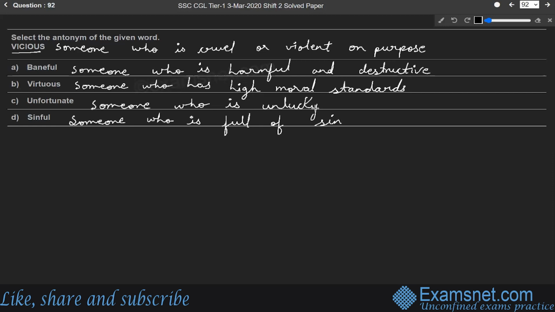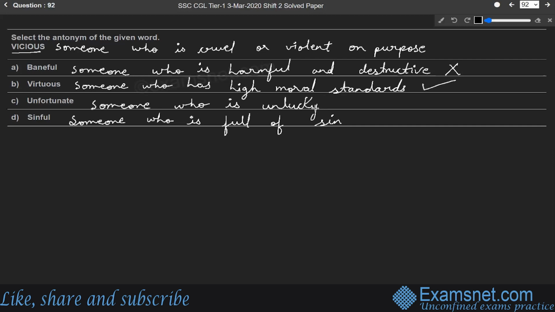So now we have the meaning of all the given words here. We have to find the opposite word to vicious. Again, vicious means someone who is cruel or violent on purpose. So the first option, baneful here, means someone who is harmful and destructive. See, the meaning is same here, so it is not correct because we have to find the word that has opposite meaning. Okay. Then second word is virtuous. It means someone who has high moral standards. See, this is the correct option because someone who has high moral standards will not be cruel or violent on purpose. So it is the correct option.